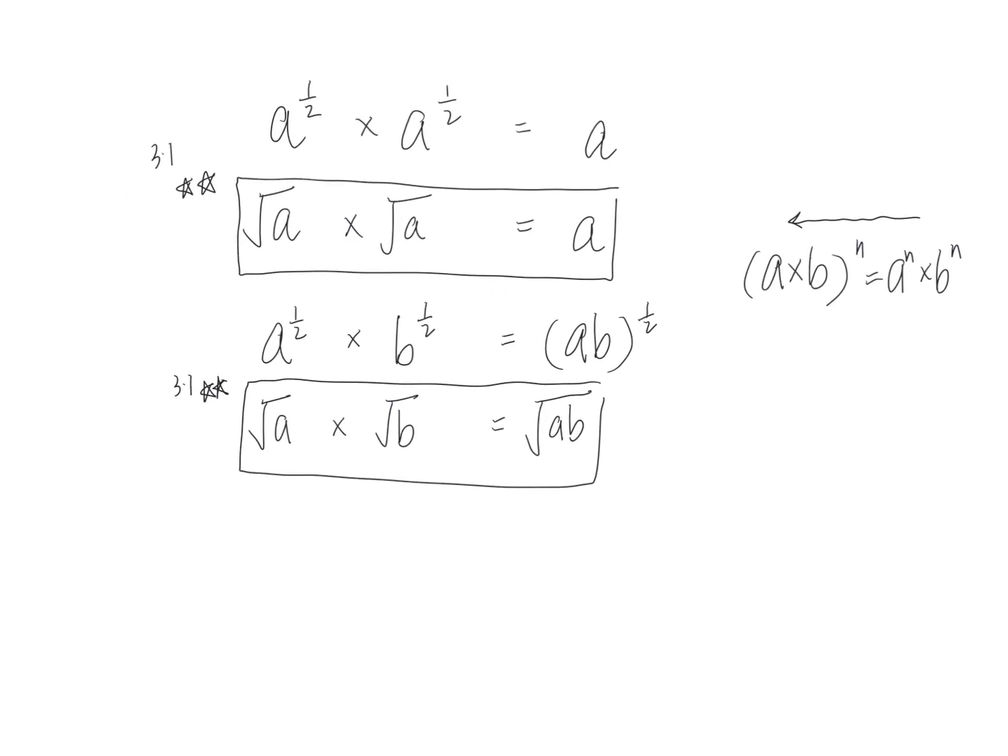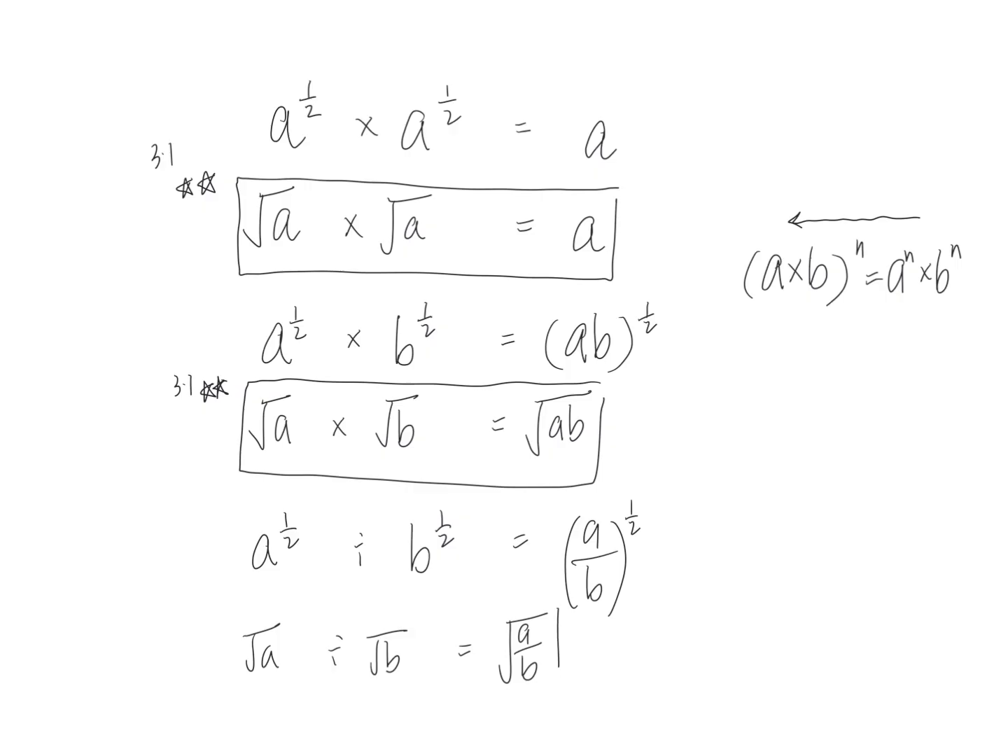Same thing if it's a fraction. You know you can write like this. So if it's square root a divided by square root b, it is as good as square root of a over b. That's all. This is your third property of 3.1. So everything is from indices law. That's why it makes sense to learn after indices.